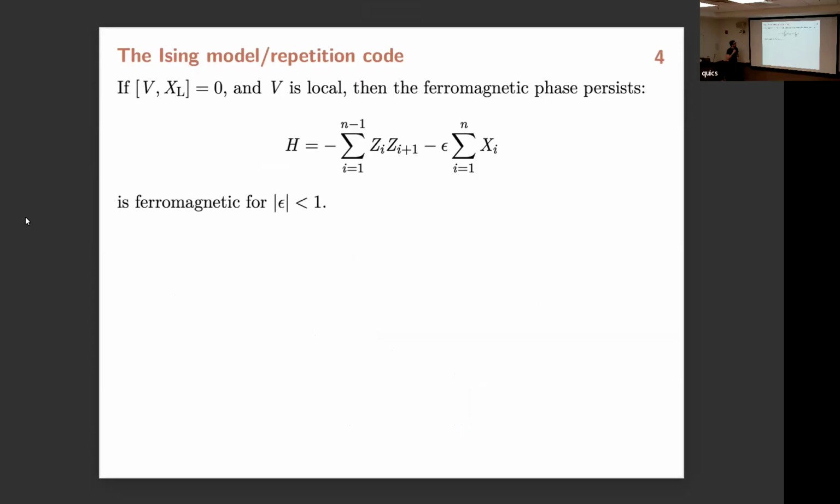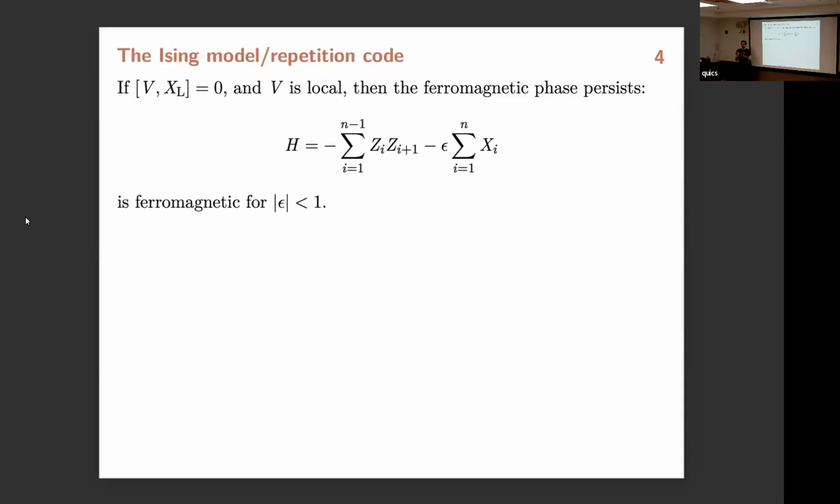Now, what if we instead restricted ourselves to symmetric perturbations? For example, we could take on-site Pauli X terms. This would be the Ising model in a transverse field. And the Ising model in a transverse field is known to be stable, that the ferromagnetic phase is stable for this parameter epsilon smaller than 1.